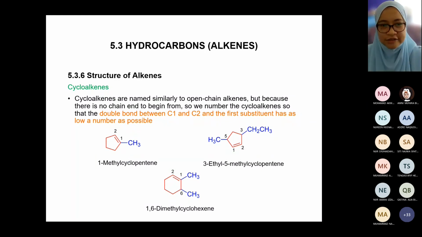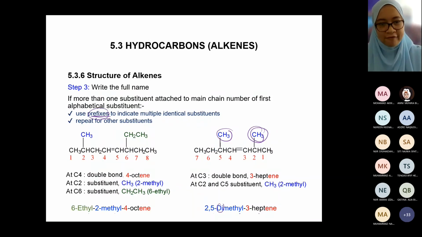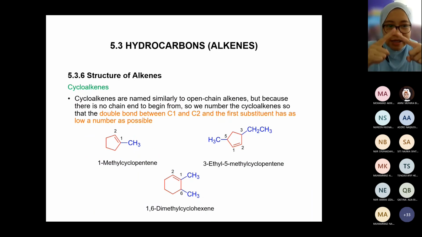In cycloalkenes, the double bond should be assigned as carbon number 1 and number 2 only. It can't be 3, 4 like the earlier one. For example, 4-octene means the double bond is located at carbon number 4, because it is an open chain. But for cycloalkene, for cyclic, the rule is that the double bond should be between carbon 1 and carbon 2. That's the rule.